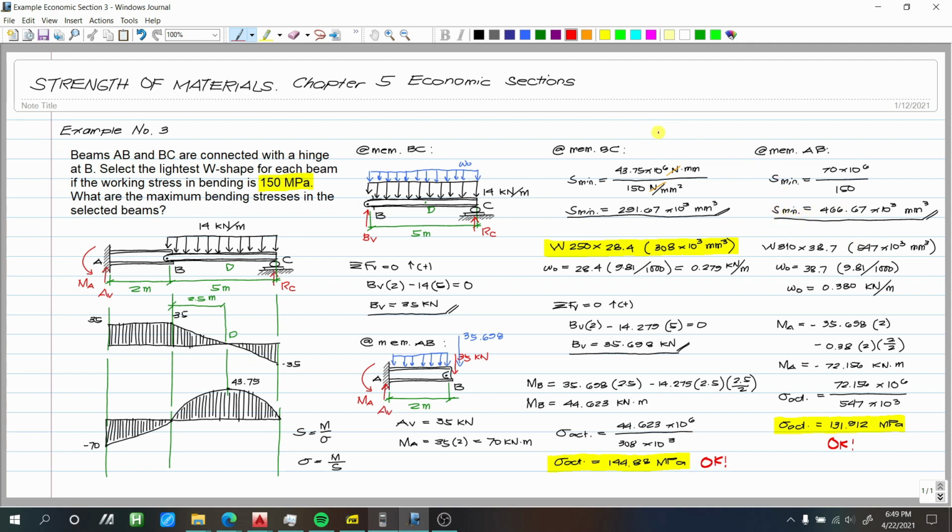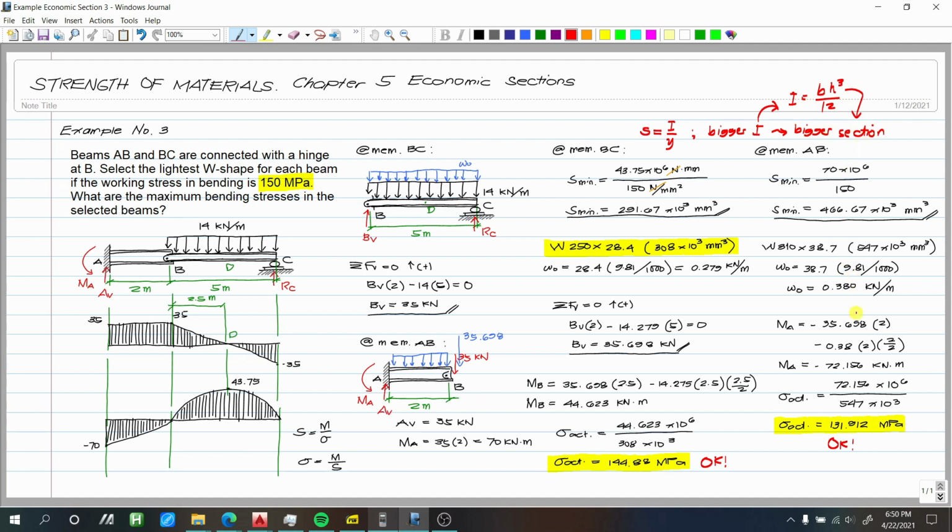Kung aalalahanin ulit natin, ang ating S ay galing sa I over Y. Ibig sabihin, mas malaking I, mas malaking S. Kapag bigger I, bigger section. Kunwari, rectangular shape ang shape natin. Ang ating I is BH cubed over 12. Galing yung I sa ating cross-sectional area. Mas malaking I, mas malaki yung ating section.